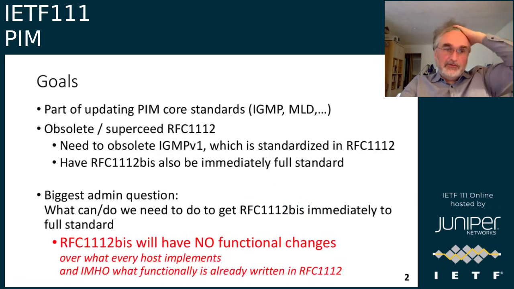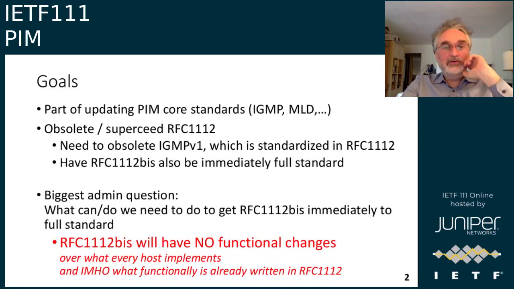Okay, so the goal: this is part of updating the core PIM standards that we started with IGMP, and this one includes IGMPv1, which we need to retire. So we need to obsolete RFC 1112, but basically keep everything except for IGMPv1. And the main issue is this is also the most basic core standard for multicast. It's a full IETF standard, so we'll need to figure out how to manage the process so that this can go back immediately to full standard. There's going to be no functional changes of either what's functionally written or what I think is actually implemented. And I think we'll take Alvaro's advice as we walk along. Next slide.